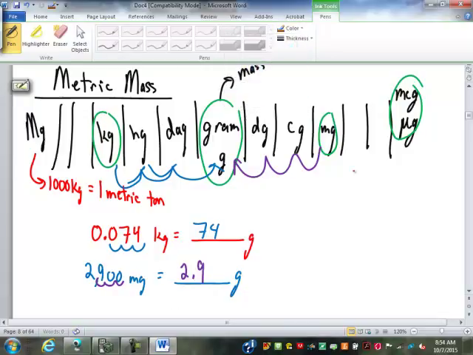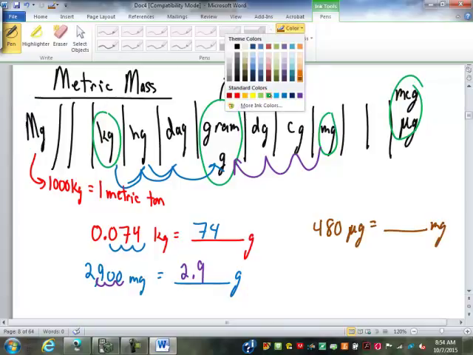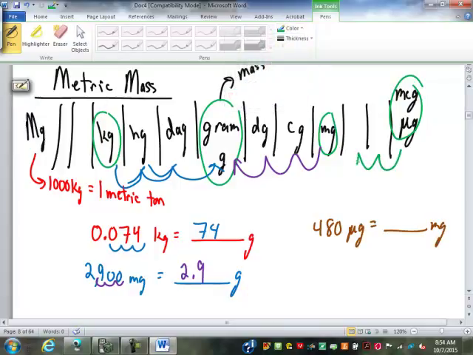A common conversion is 480 micrograms going into milligrams. That is 3 spots to the left on the chart. Decimal point goes 3 spots to the left. So that would be 0.48 milligrams.